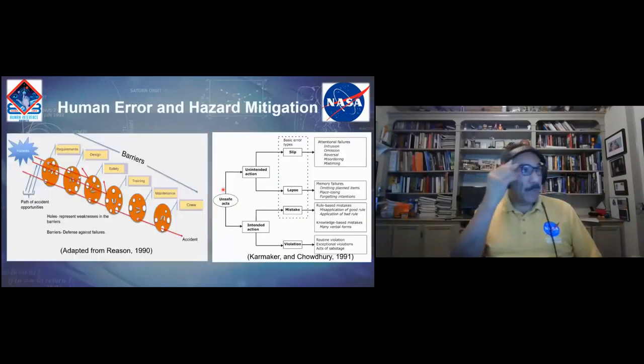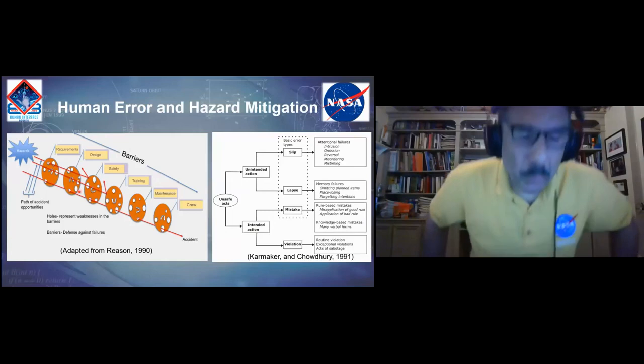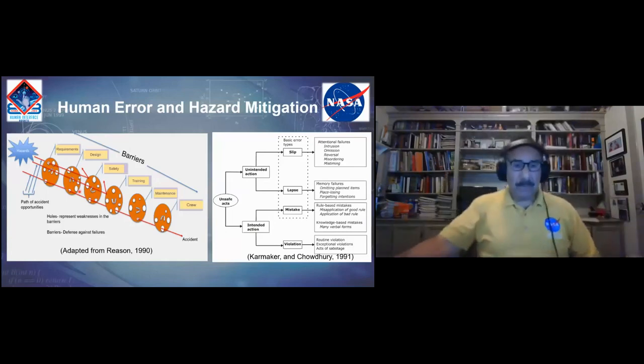So I want to show you this diagram, and over here on the left-hand side is something from a gentleman by the name of Jim Reason, who in 1990 developed the Swiss cheese model of human error and hazard mitigation. Basically, what he developed was a model of why we have accidents. And it's all related to many different factors. It's not just one factor that causes a failure of a system.